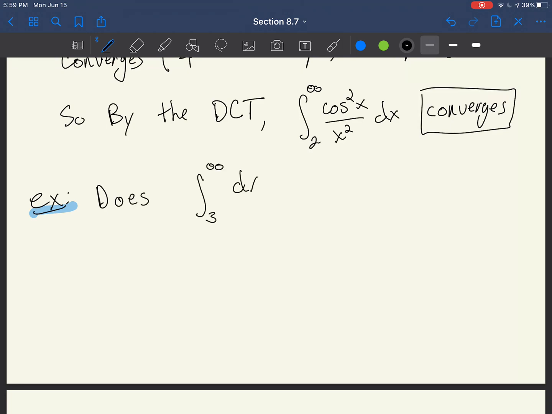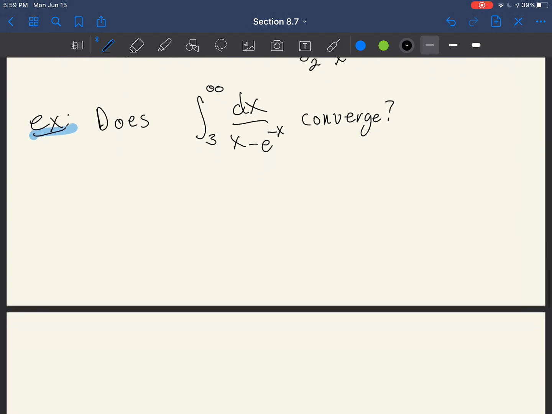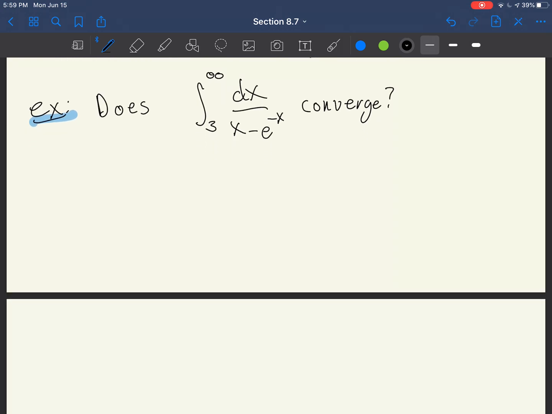Okay, one more example. Does the integral from 3 to infinity of dx over x minus e to the negative x converge? So I'll let you work on this. I would recommend pausing it. See how far you can get. This one's a little bit tricky, so if you don't get it, that's fine. And then unpause and see how you did.